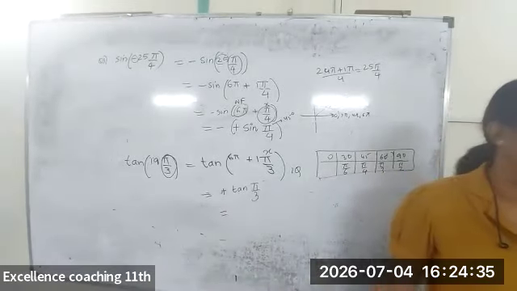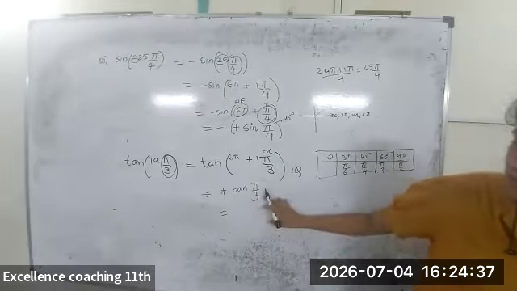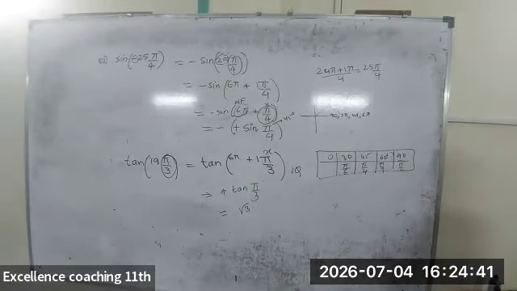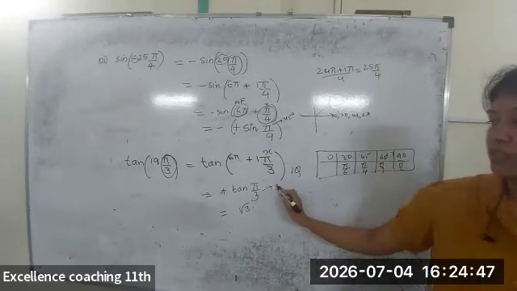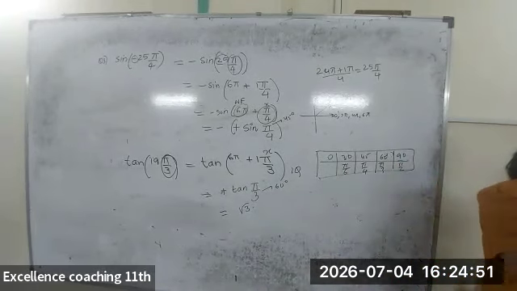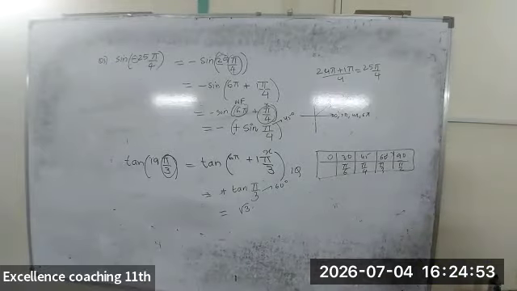So tan of 5 by 3 will be, this is 16, no? 5 by 3 means 60 degree. 3 I told you is ulta. 3 means 60 and 6 means 30. Try the next one.